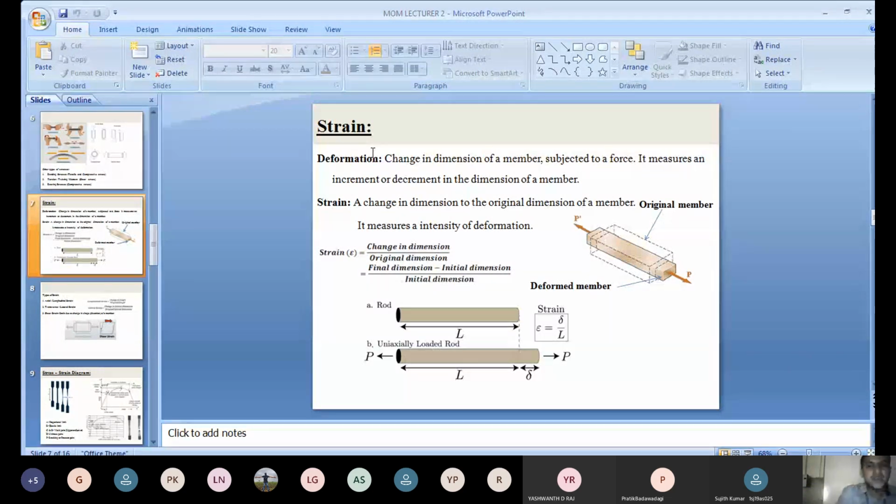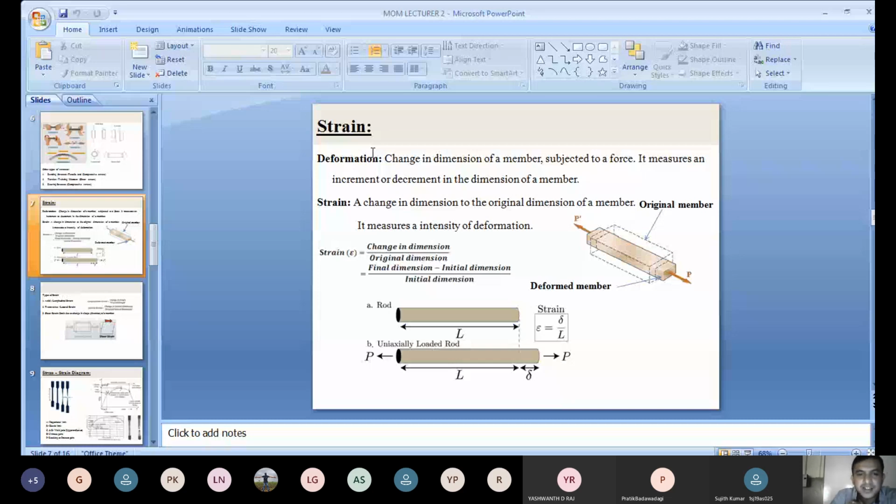Now, when a body or member is subject to an external force, its dimensions change. Whether it is an increment or decrement in dimension depends upon the type of force, whether tensile or compressive in nature. Then the body undergoes what? Deformation, right? Any doubt about the deformation? No doubt?